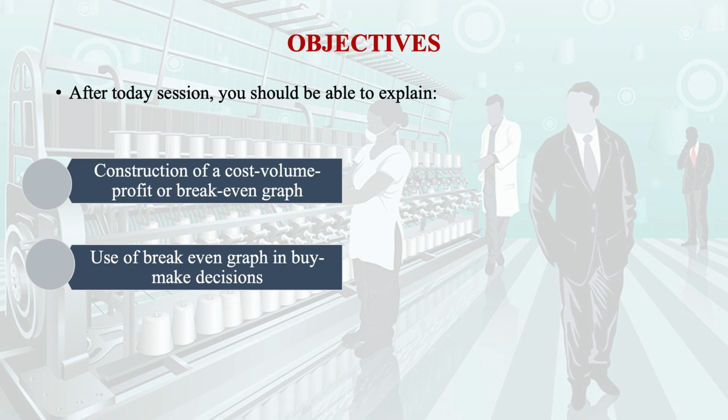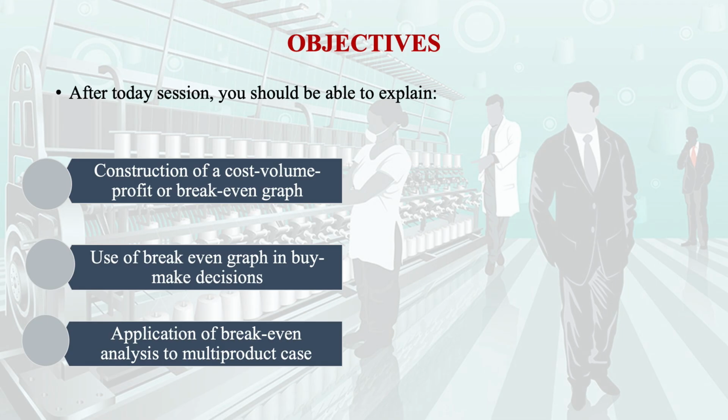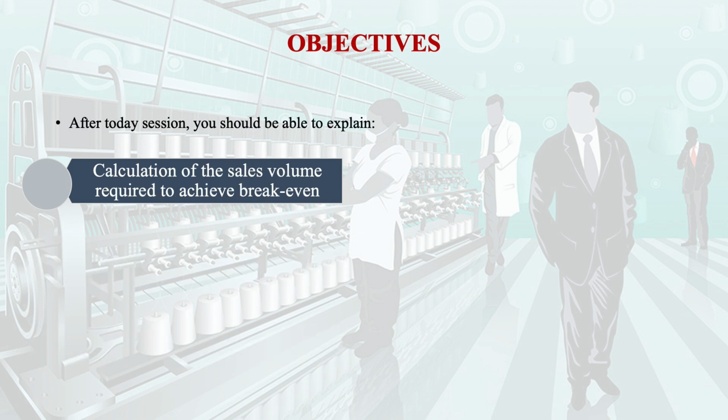Then you will be able to explain the application of break-even analysis to multi-product cases. Suppose one organization is making more than 2 or 3 products. Which product is useful, or which product is profitable, or at least which product does not bring any loss to the organization, that you will be able to explain. You will be able to explain the calculation of sales volume required to achieve a break-even point.